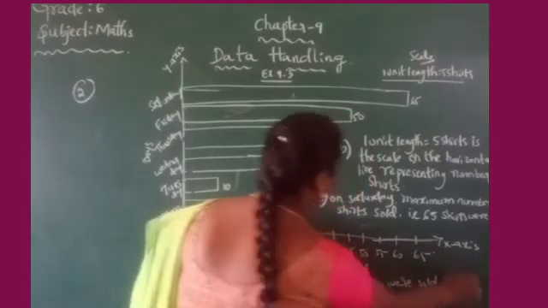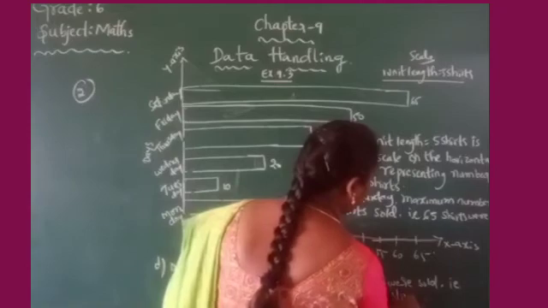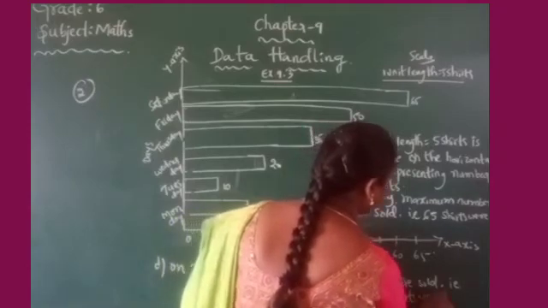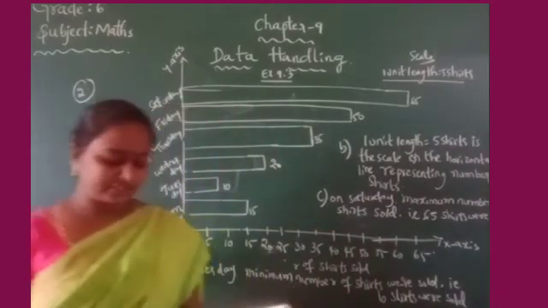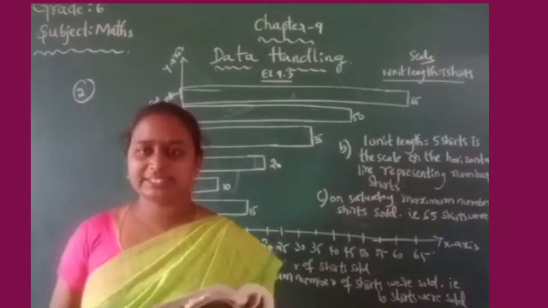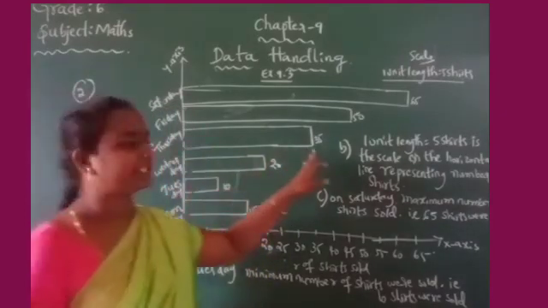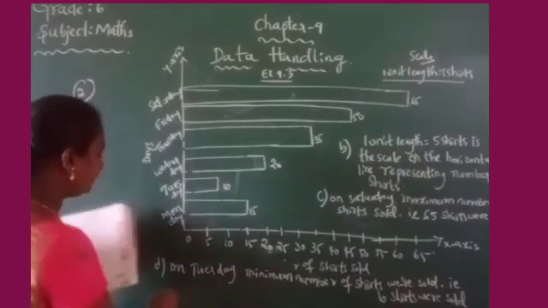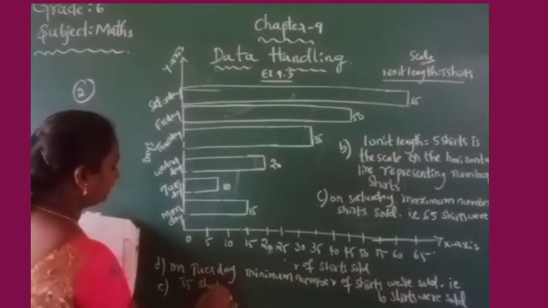So that is how many shirts, ma? 10 shirts were sold. Next, how many shirts were sold on Thursday? 35. So the right answer is 35 shirts were sold.